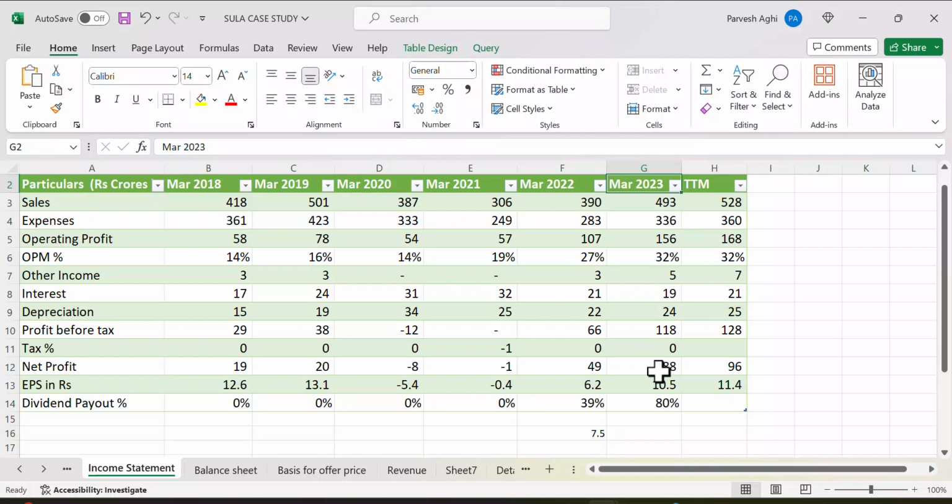Looking at the peer group PE ratio, don't talk about everything, but just look at other companies, at what price they are trading and what their PE ratio was, and what the PE ratio is of the company which is offering.